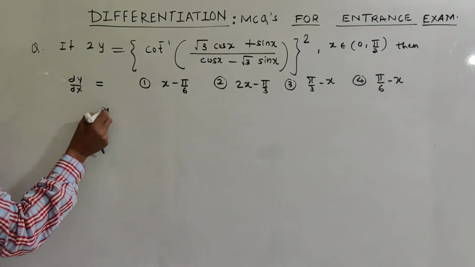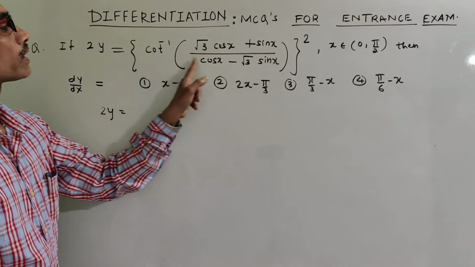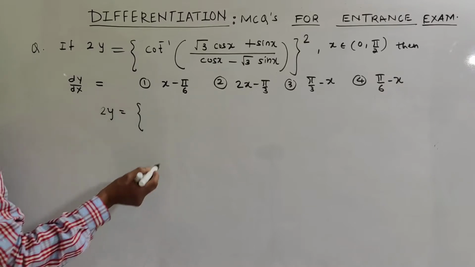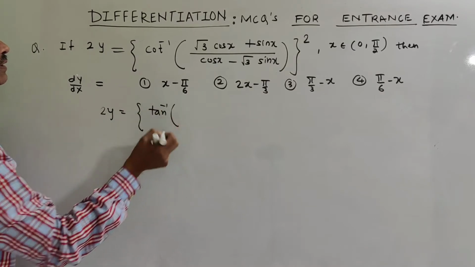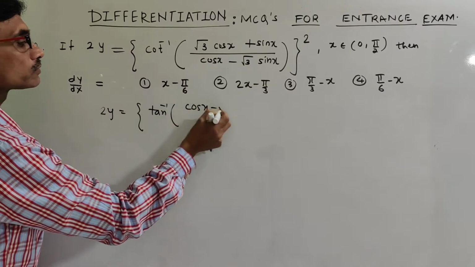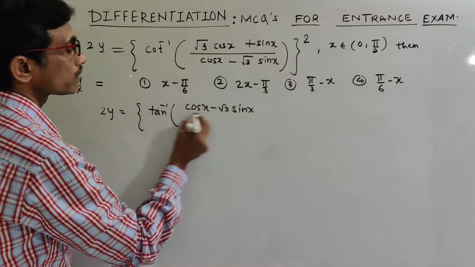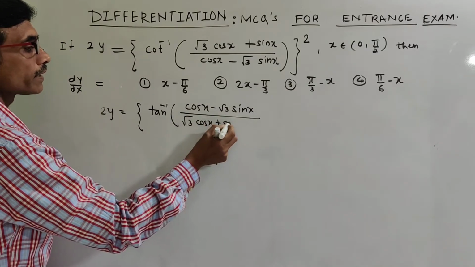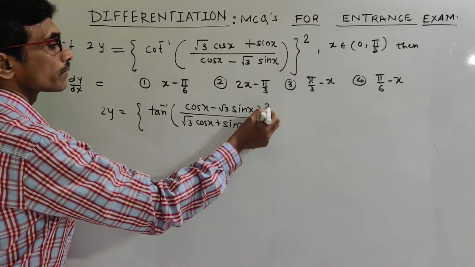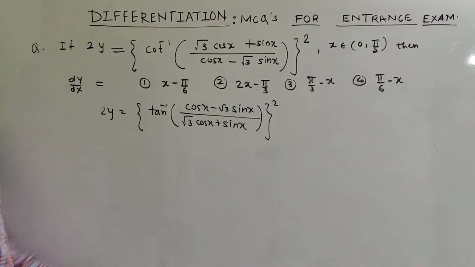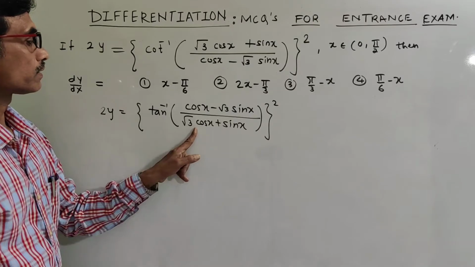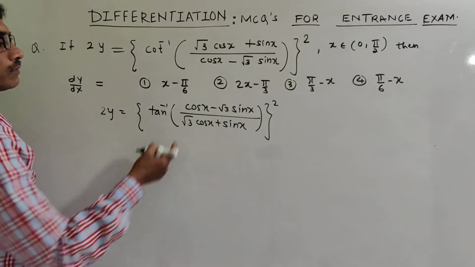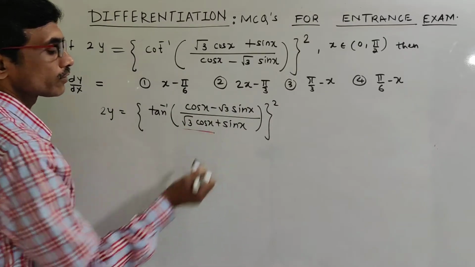So we start with differentiation. 2y is given. We simplify it, cot inverse of this, so tan inverse and reciprocal of this we will write, and whole square. So it is tan inverse of the reciprocal, that is (cos x minus root 3 sin x) upon (root 3 cos x plus sin x), bracket square. Now we express it in tan inverse of (x minus y) upon (1 plus xy). So we divide by root 3 cos x.